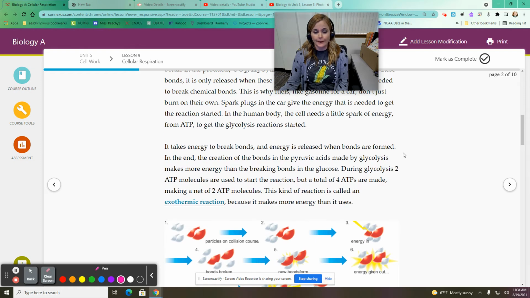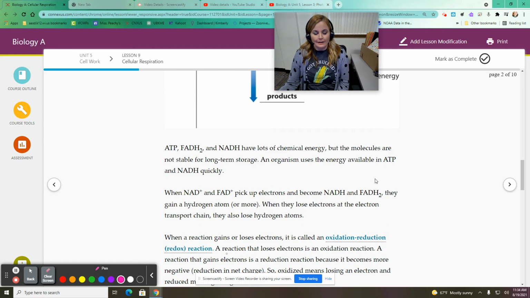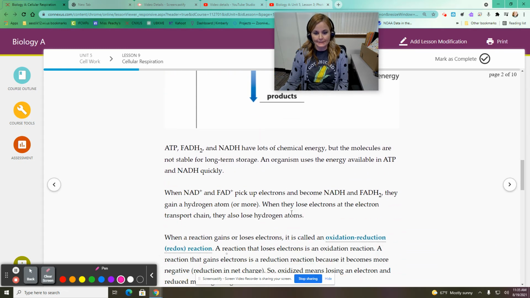So it does go into glycolysis, and in glycolysis, remember you take 2 ATP to get glycolysis going, and then glycolysis releases 4 ATP. So it's releasing more energy than you put into it. Therefore, that is an exothermic reaction, right? Also, familiarizing yourself with some of these terms, we have reactants and products. Reactants are like the ingredients and products are what we're producing. Just keeping that in mind as well.